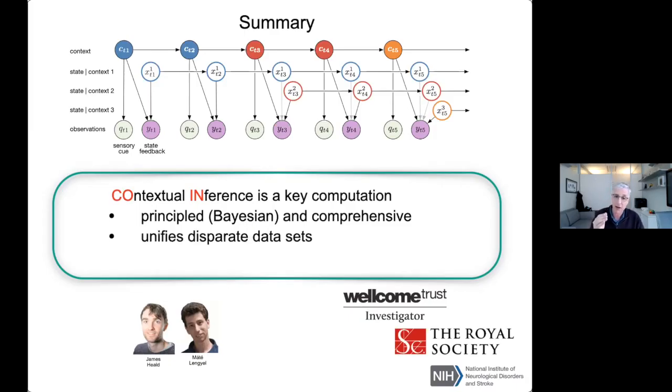But we think it unifies many disparate data sets which require different models. And it makes a clear distinction between apparent and proper learning. And I really want a big shout out to James Hill, who was really the driving force behind that, and my funders. Thank you so much.